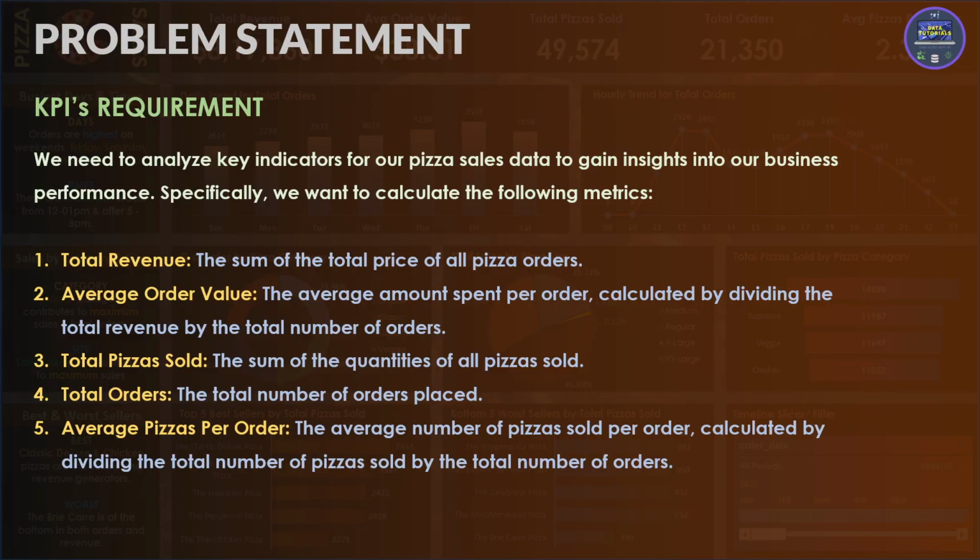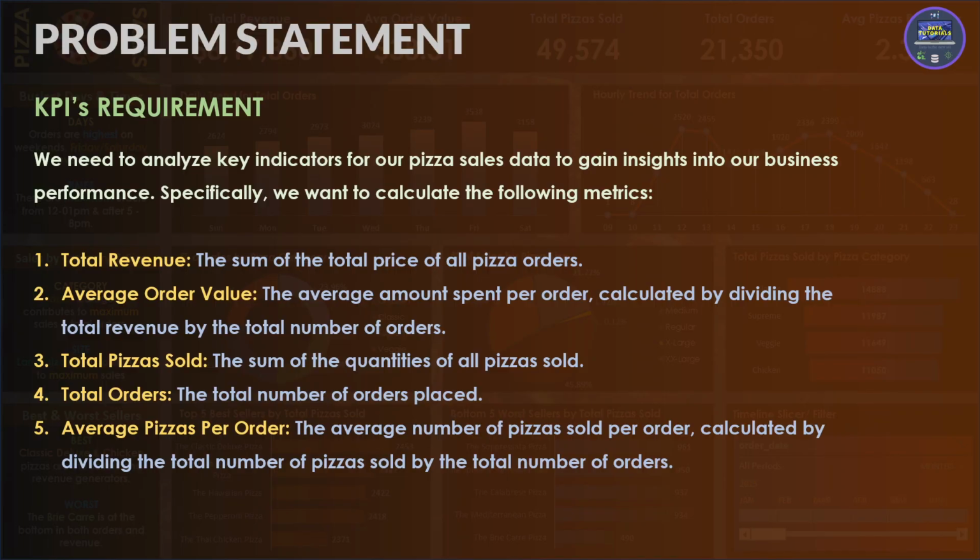Then he wants us to find out the average order value. Average order value is the average amount spent per order. He has also given the logic: it is calculated by dividing total revenue by the total number of orders. So we'll be using the same formula in Tableau as well as in SQL queries.